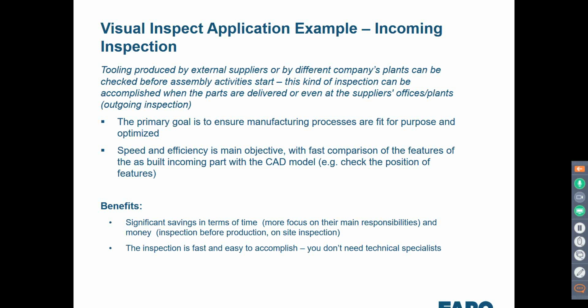So let's talk about the incoming inspection. Basically, tooling is produced by an external vendor or supplier, and we have the ability to check that using the visual inspect. We can check it at their location, or we can check it incoming, or both. And this will compress the issues. Sometimes it's not just an overt event where we have to scrap something, but it's a rework situation.